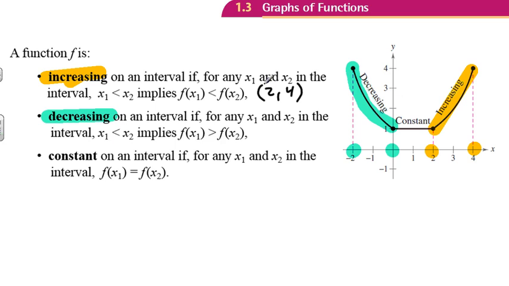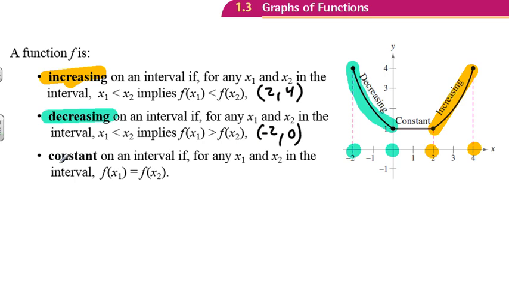So we use parentheses to say, well, just to the right of 2, like 2.000000001, now it starts to increase. So we will always use parentheses when we're dealing with our intervals of increasing, decreasing, and constant. And for decreasing, it's decreasing from -2 all the way down to 0. So these are just the intervals right here.